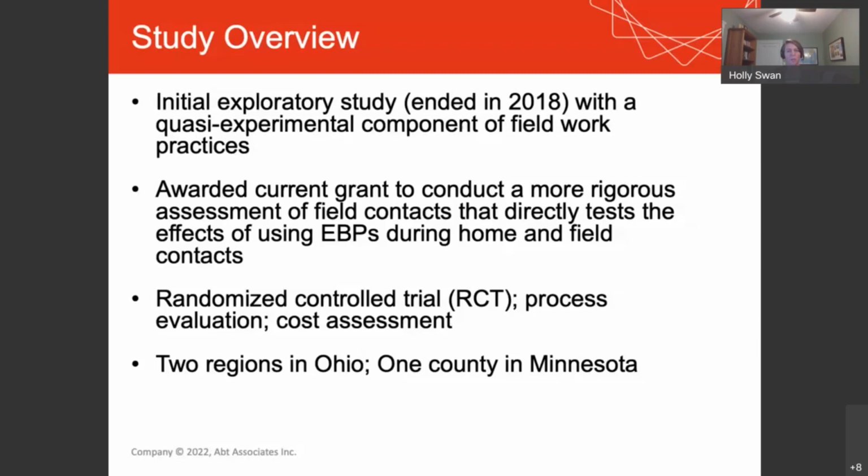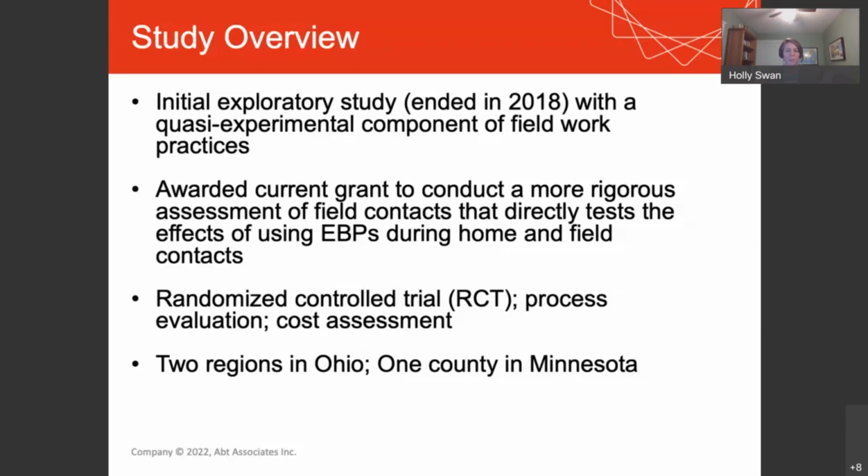And so to build on some of those findings, we designed this study to be a more explicit experimental test of the use of EBPs during home and field contacts. Similar to the study we just heard from RTI, our design incorporates a randomized control trial, or an RCT, a complementary process evaluation, and also a cost assessment.